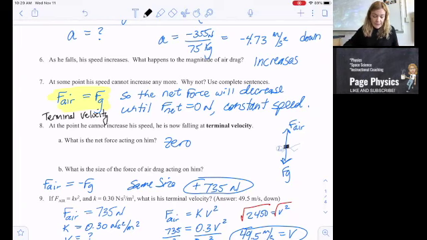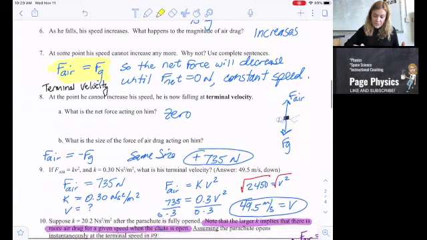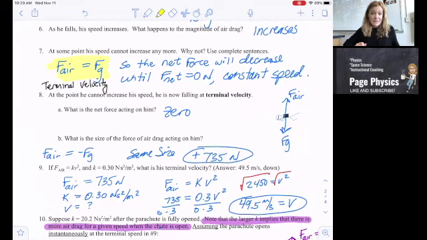Number 8, at the point he can't increase his speed, he's now falling at terminal velocity, which I've shown over here. Force of air is equal to force due to gravity. I went ahead and drew the free body diagram there. And so the net force is 0. And what is the size of force of air drag acting on him? Positive 735. If those two things are equal, then whatever the skydiver's weight is, that is going to be the force of air drag once you've reached terminal velocity. Those two things need to be equal.